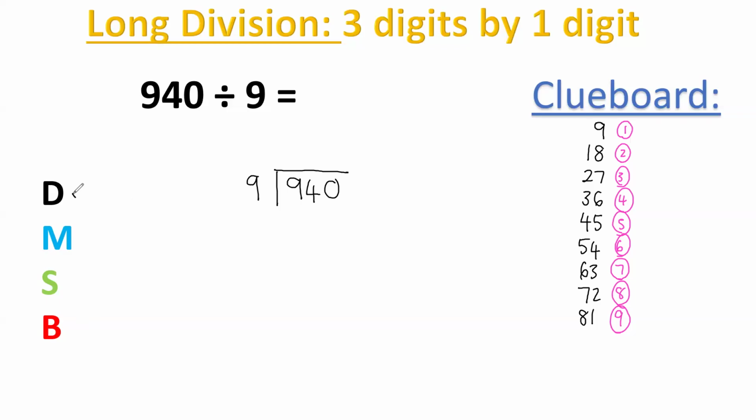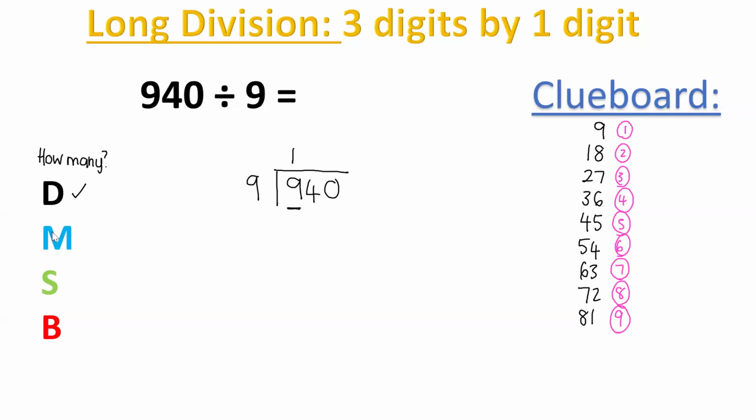So I'm by divide, I put a tick. And whenever you're by divide, there's a rhetorical question you would keep on asking yourself in your mind. And this rhetorical question would be, how many? So how many times does the number 9 get into the number 9? Now I'm having a look at my clue board and I can see my answer is only 1. So I'll place my answer on the top, being 1.